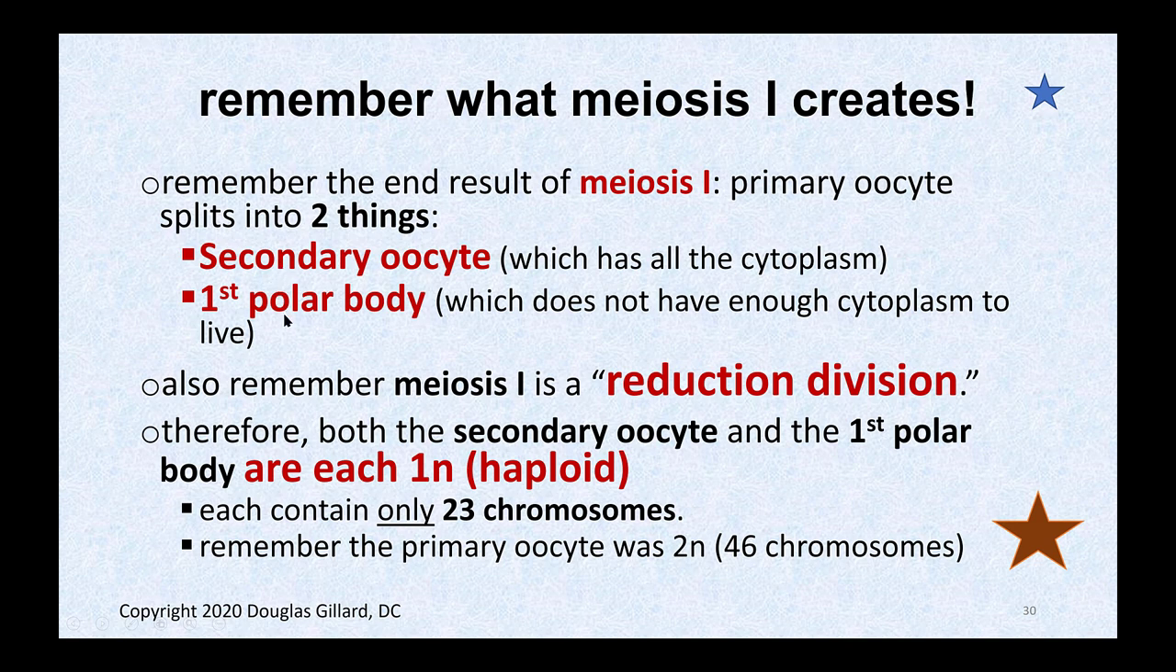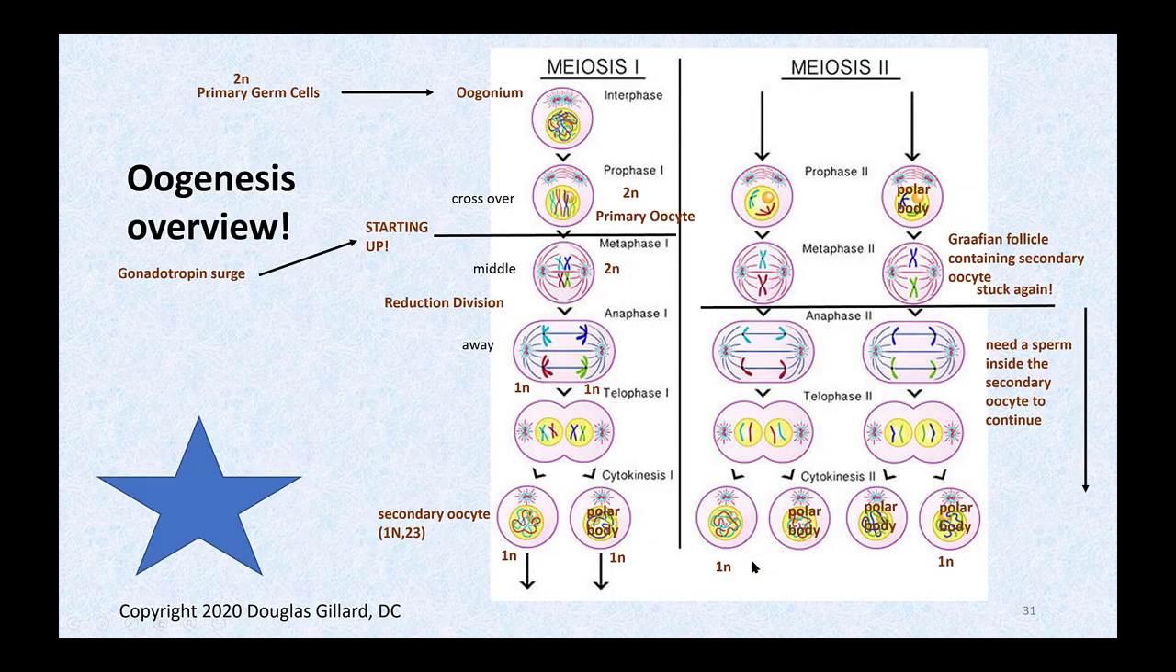Each one of these is going to have half the genes of the original primary oocyte. So this is 1N, 23 chromosomes, 1N, 23 chromosomes. So each one of these is haploid, has 23 chromosomes. The primary oocyte was 2N, 46 chromosomes. Let's go look and see how this works.